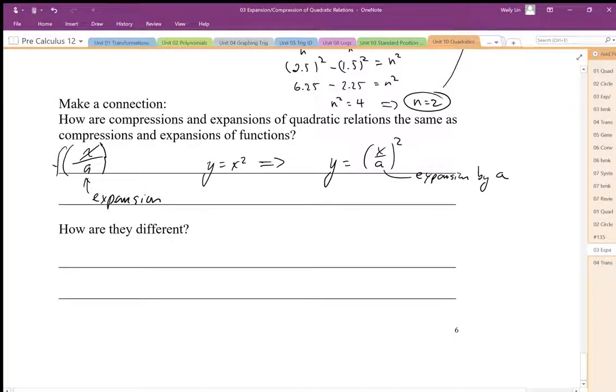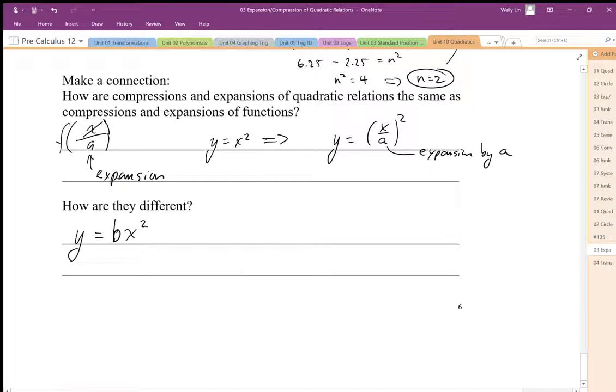So how is it different? Well, the y's normally worked exactly the same. So when we had y equals x squared times, we'll call that b now, we know that times by b was expand by b. Now it's different, because now when we see a b, divide by b means expand by b.